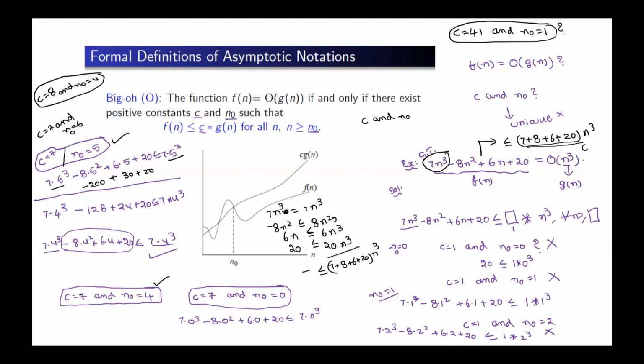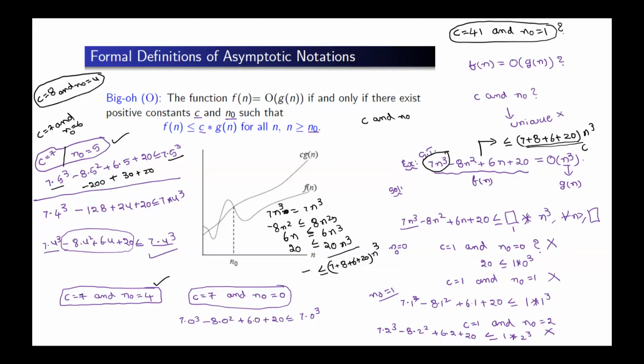Here 7 n cubed is there. This is 7 n cubed, definitely no change. Here it is 8 n square, it is 8 n cubed, even it is more. 6 n cubed, it is more. Only for n equal 0, because n cubed becomes 0, that's why we have a problem. In all other cases, it is definitely more.